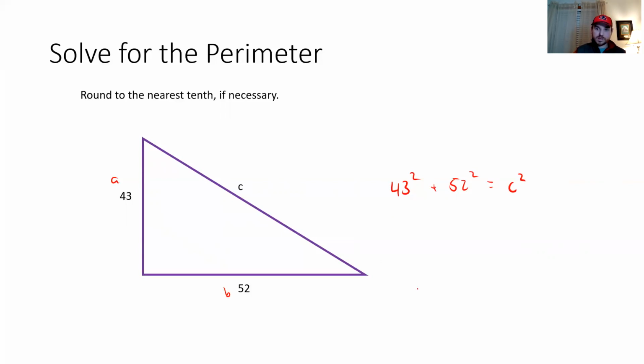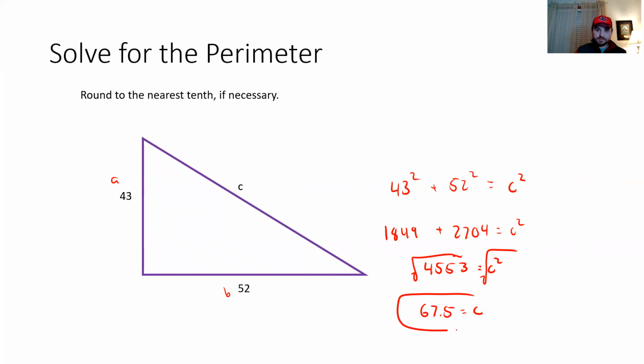43 squared is 1,849. 52 squared is 2,704 equals c squared. Those two numbers added together will get 4,553. These are huge numbers. Equals c squared. And then we just need to take the square root of both sides. And when we do that, we get about 67.5 equals c.